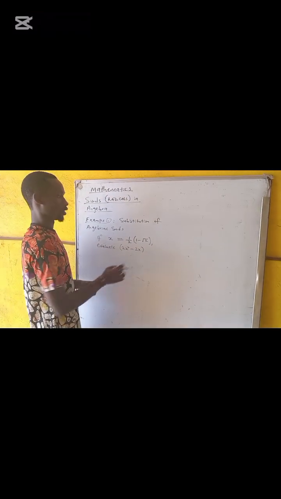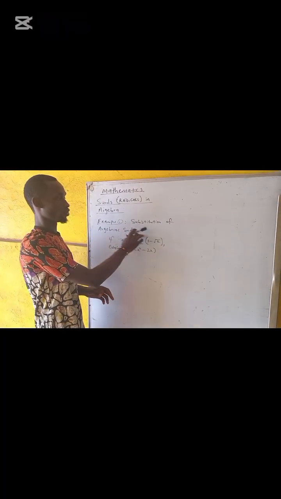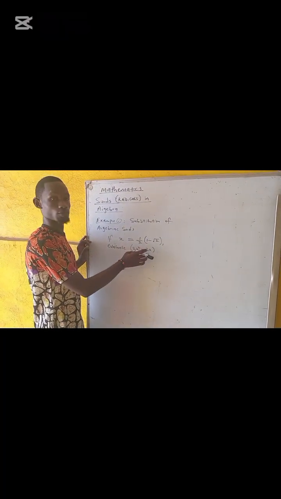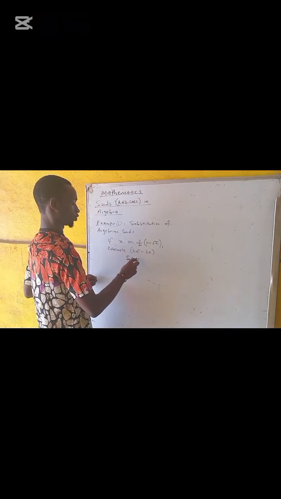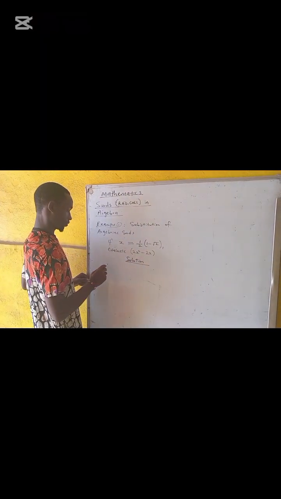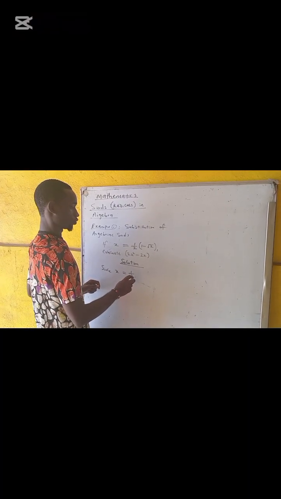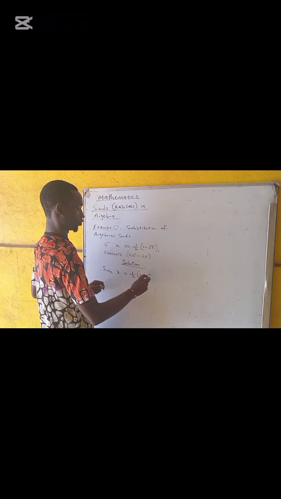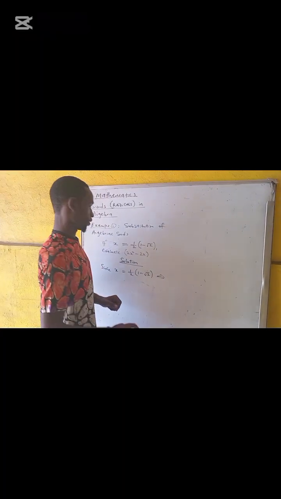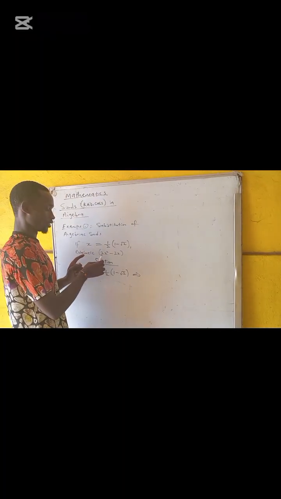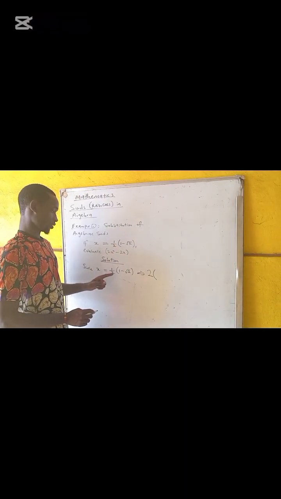algebraic expression. With respect to this, we need to substitute the value of x into this formula, which implies that we are having this as our solution, since x is equal to 1 over 2 bracket 1 minus root 2. So with respect to 2, we are having 2 brackets. The value of this x is this.